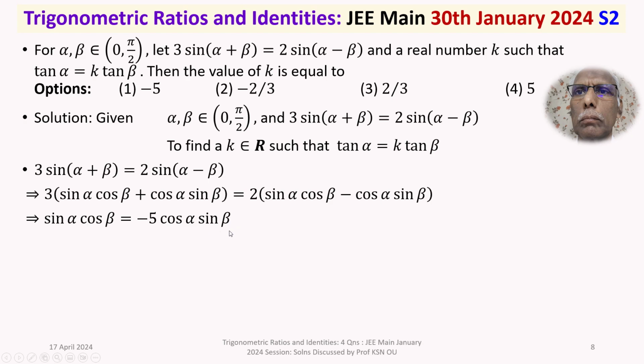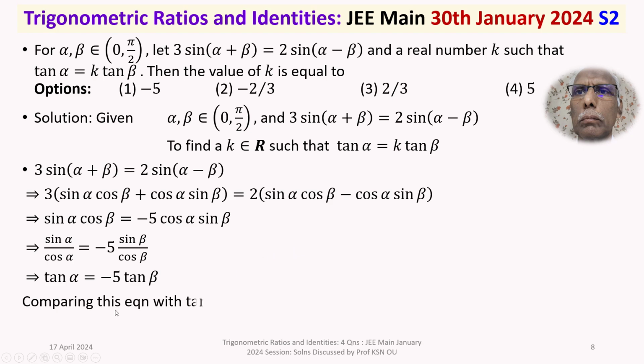Multiply throughout by cos alpha cos beta. So sine alpha by cos alpha is equal to minus 5 times sine beta by cos beta. Thus we get tan alpha is equal to minus 5 times tan beta. Comparing this equation with the given one, tan alpha is equal to k times tan beta, we see k is equal to minus 5. So we look at the answers. k is equal to minus 5 appears against option 1. So we write down the answer is option 1.